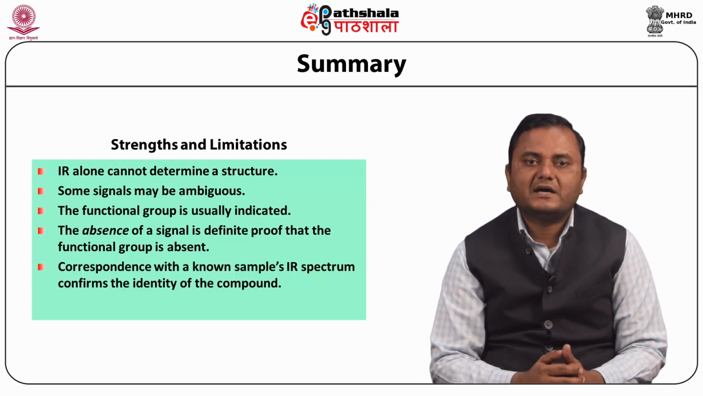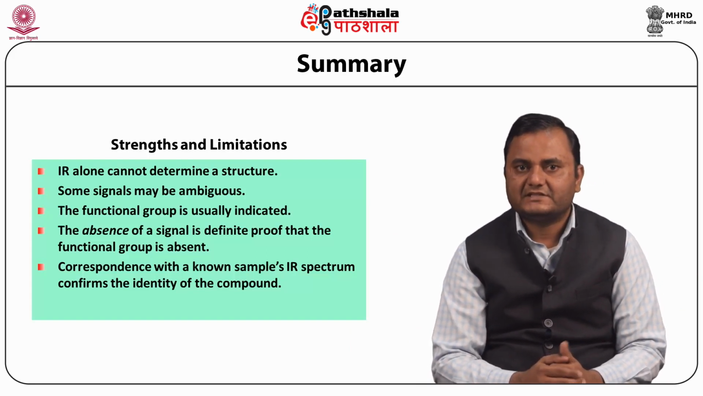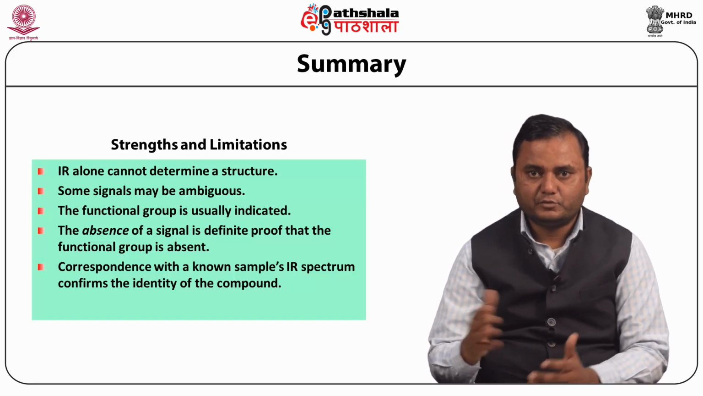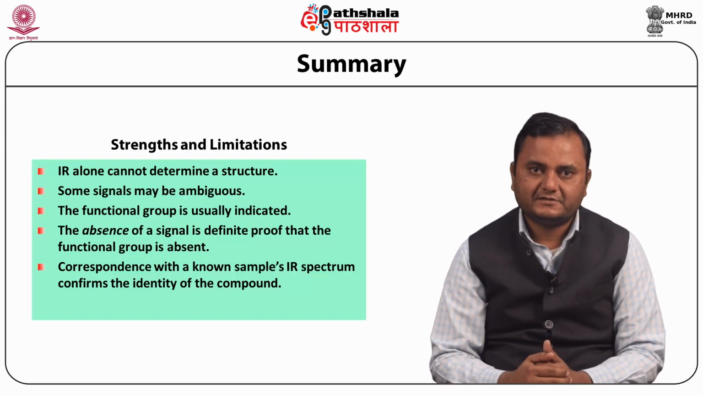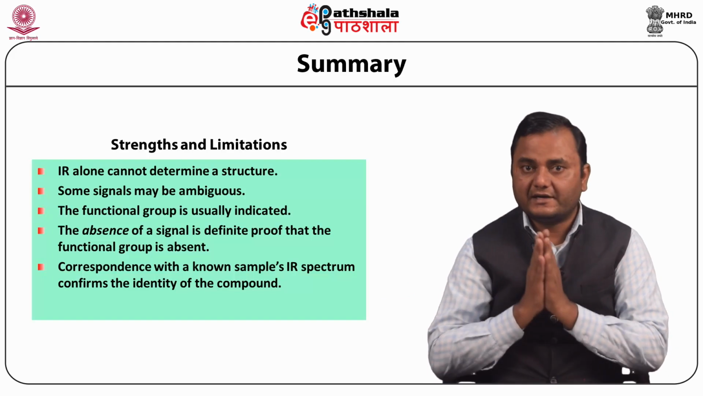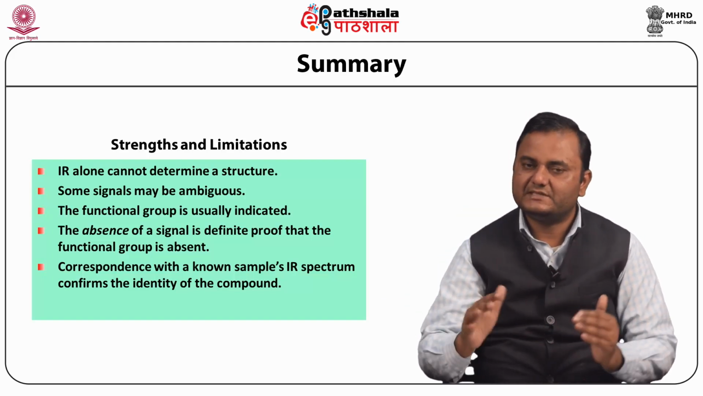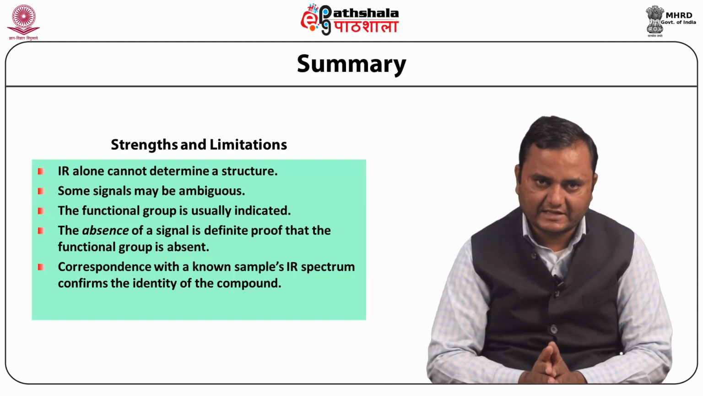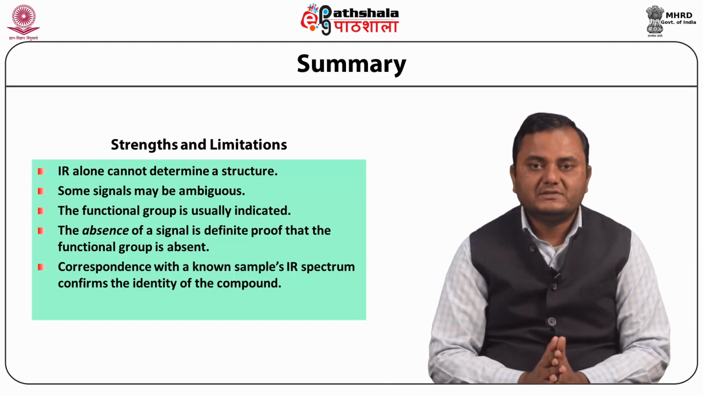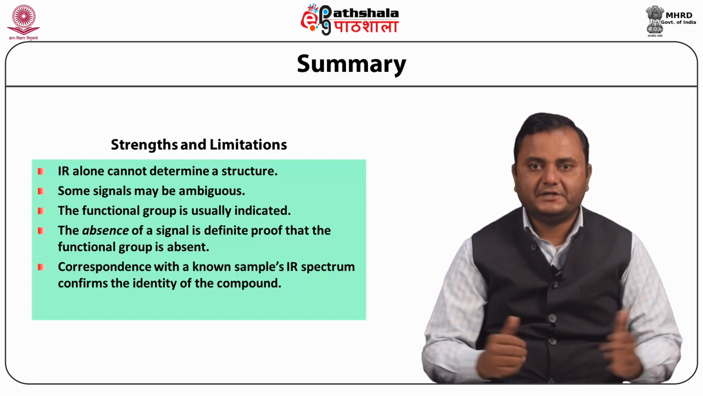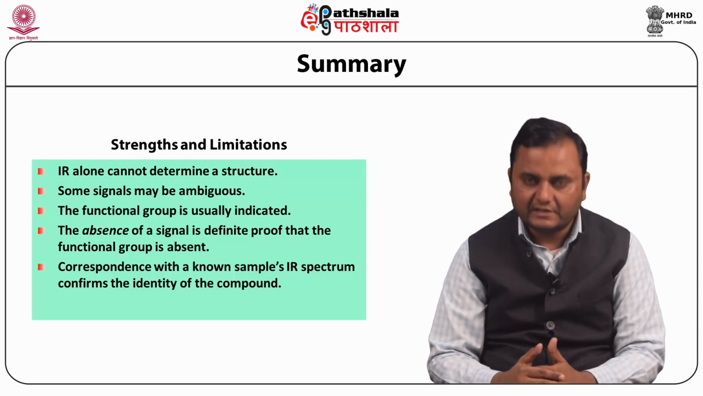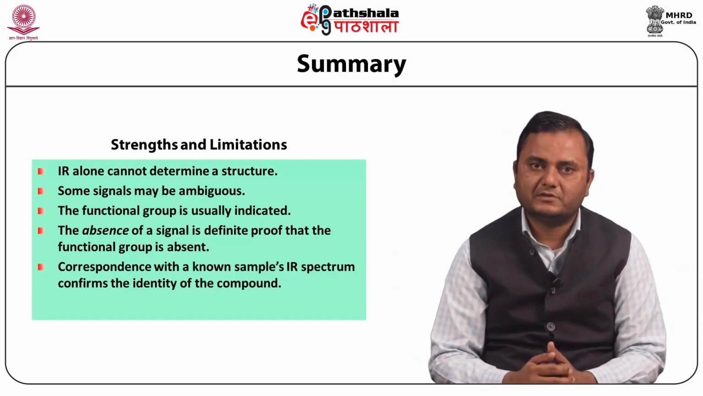Then the functional groups are usually indicated. That's a good part, and the absence of a signal is definite proof that the functional group is absent. The presence of a functional group may be overlaid, but if you are not getting a signal for a particular functional group, it means that functional group is at least not present in that molecule. And correspondence with the known sample IR spectrum confirms the identity of the compound. So whatever spectra you get, you must compare with the IR spectra of known compounds.